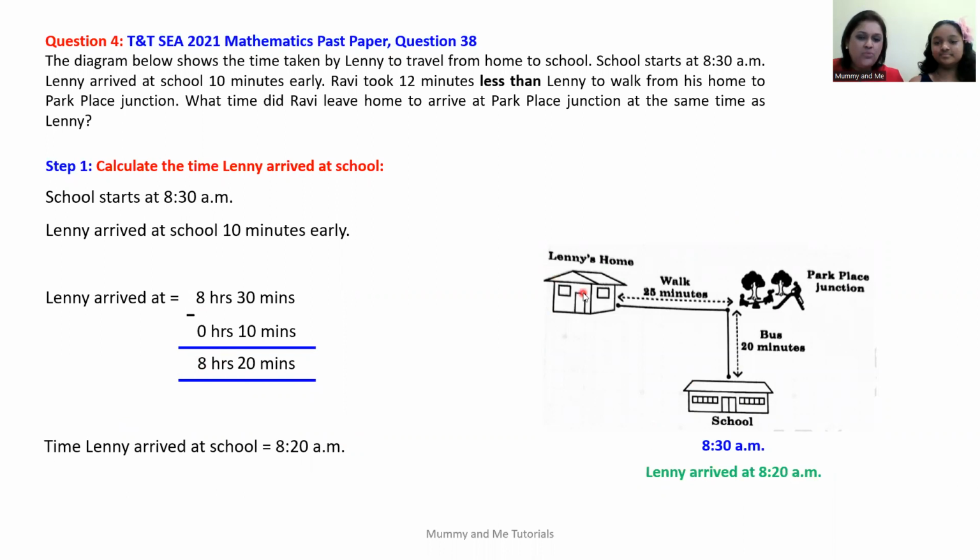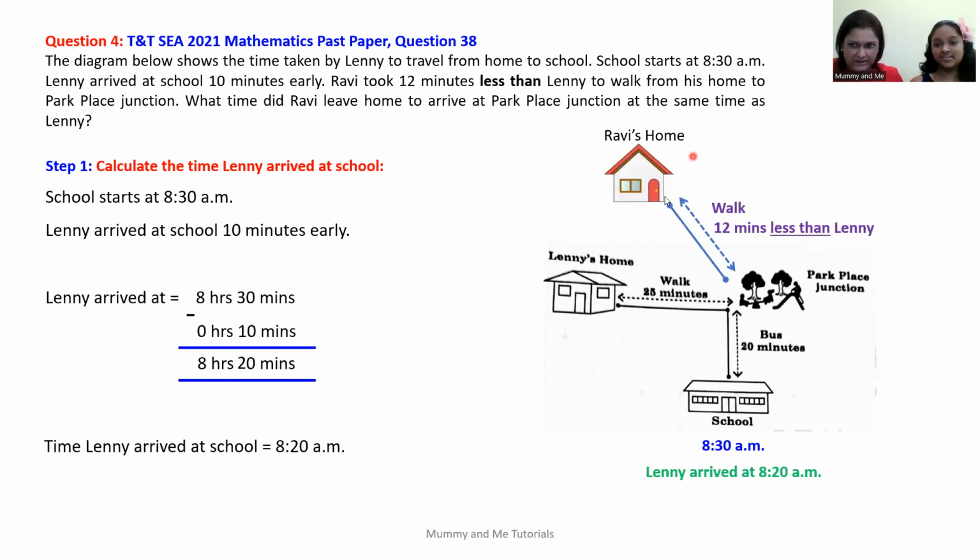Okay, so Lenny walked for 25 minutes. He arrived at Park Place Junction, and then he took a bus, which drove for 20 minutes, and he arrived at school at 8:20 a.m. What else does the question tell us to do? Ravi took 12 minutes less than Lenny to walk from his home to Park Place Junction. Ravi. So Ravi is someone different. Yes, someone else.